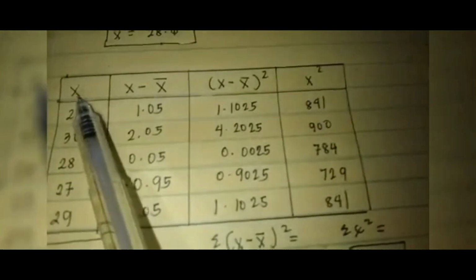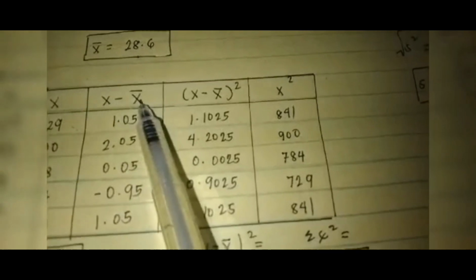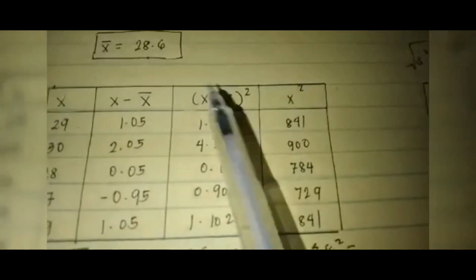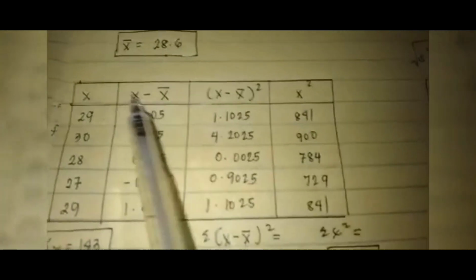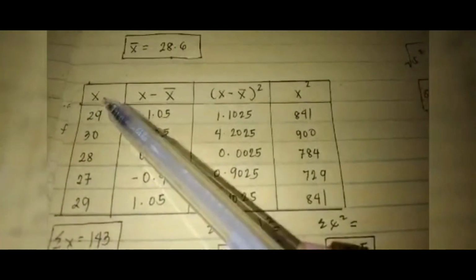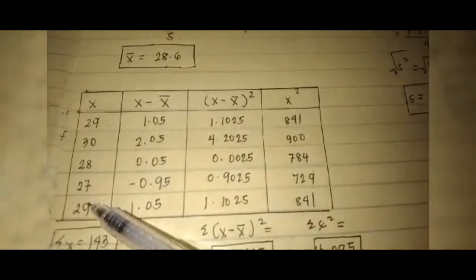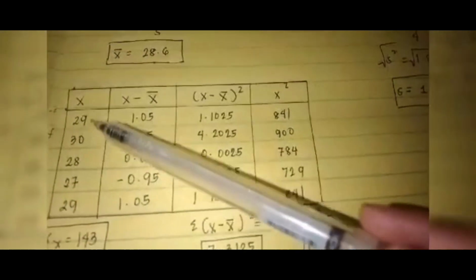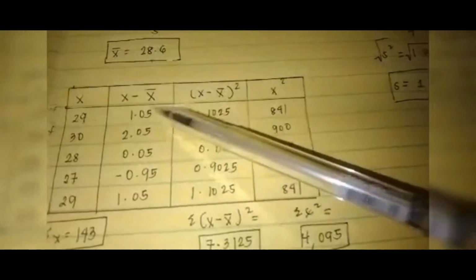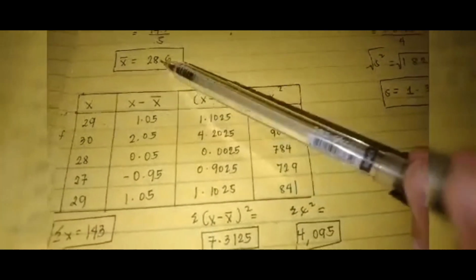Well, the table consists of x in the first column, and in the second column is x minus mean. Then the third column is x minus mean squared. Then the fourth column is x squared. So in getting to x, you'll just have to put here the 5 number of entries, or the 5 scores. And then these scores will just have to be subtracted from the mean.